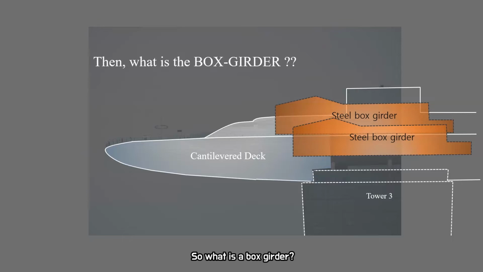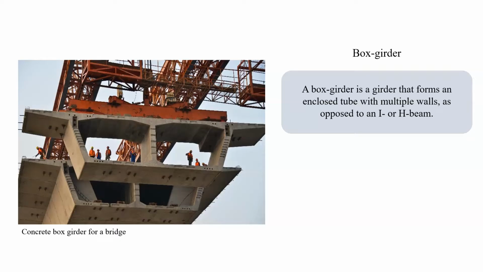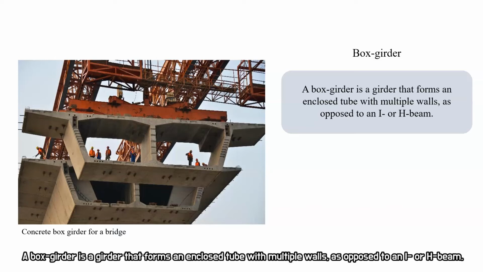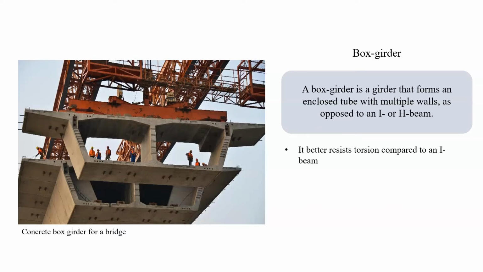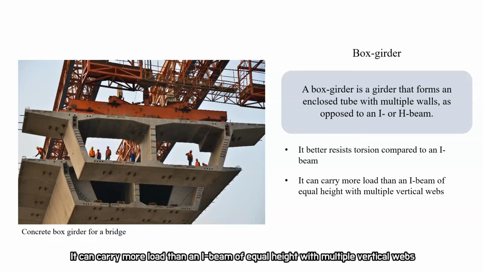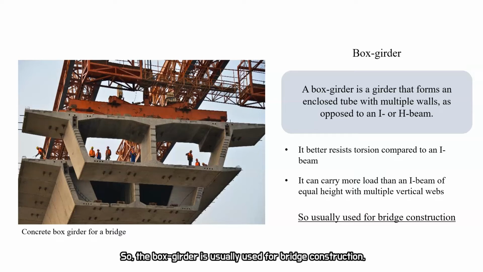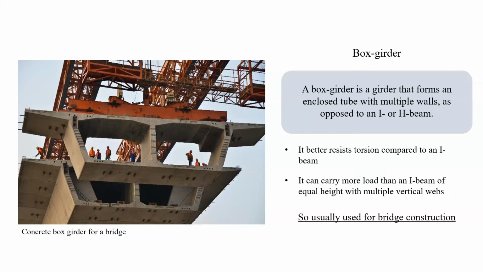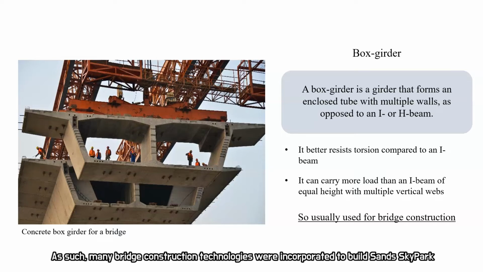So, what is the box girder? A box girder is a girder that forms an enclosed tube with multiple walls, as opposed to an I or H beam. It better resists torsion compared to an I beam. It can carry more load than an I beam of equal height with multiple vertical webs. So the box girder is usually used for bridge construction. As such, many bridge construction technologies were incorporated to build Sanjay Sky Park.